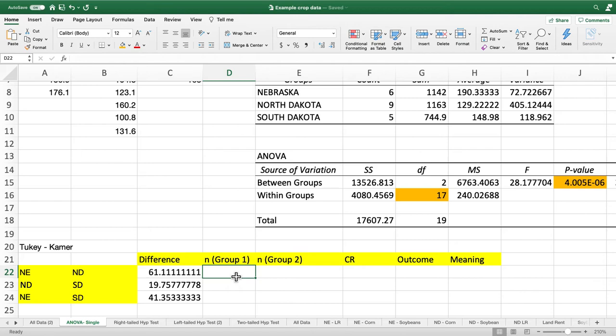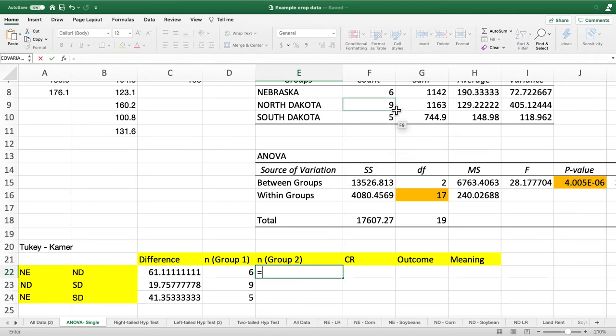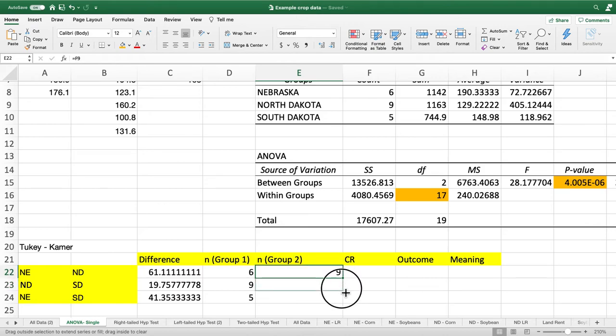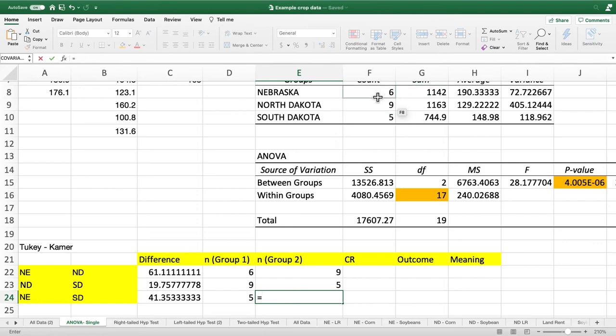So then we want the number in group 1. So this is my group 1 right here. So the number of Nebraska, so the count basically, so equals F8. And again, we can just drag that down. Now the next one, we want to start with North Dakota, so equals F9. And then drag that down so you get F10, and then equals F8 again right there. So now we've got our counts.